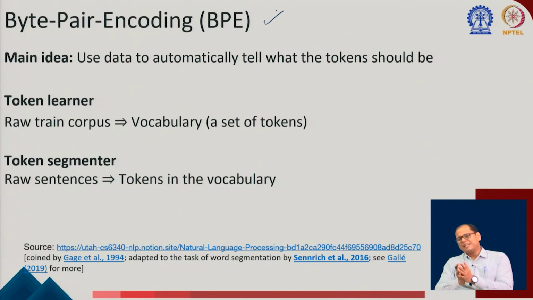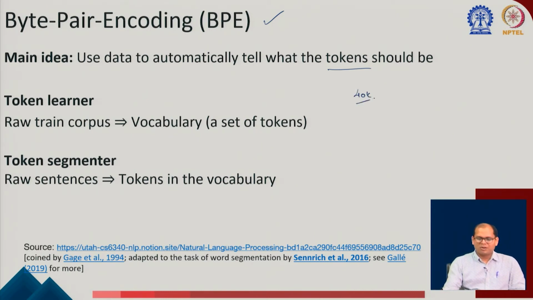So you give it data, and it will try to find out what the ideal tokens are given your vocabulary. You give it a budget: this is my vocabulary, I want, say, 40,000 tokens. So it will find out what are the most promising 40,000 tokens given a certain objective. Now, how does it find that out?